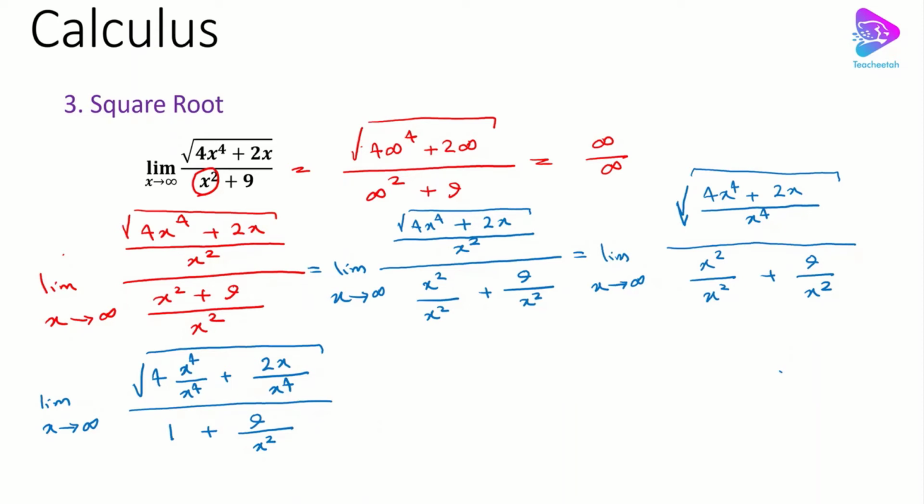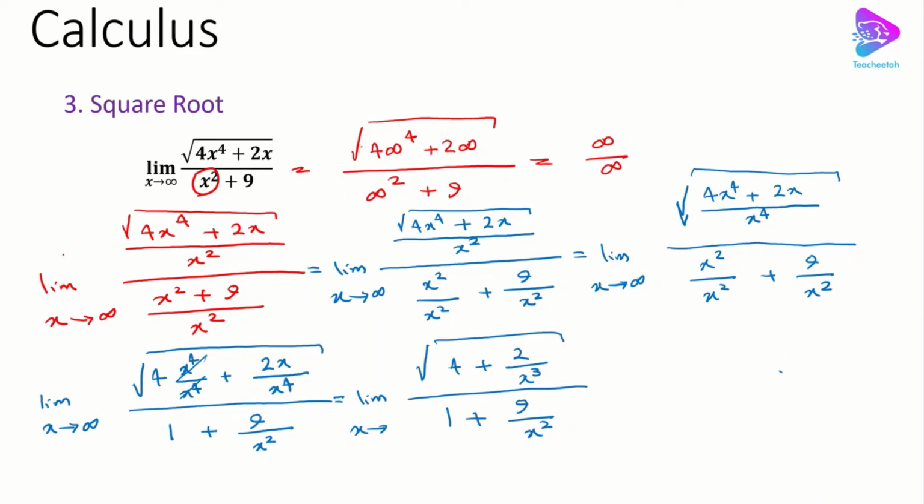But assume if it was in the negative region and x was approaching negative infinity, we would have at the end a negative sign, or negative 1 basically, which is going to sneak out from the square root. So what I'm going to write now is the square root of 4 plus 2 over x cubed, since the x to the power of 4 is cancelled out and 1 will be generated, over the limit, with x approaching infinity, of 1 plus 9 over x squared.